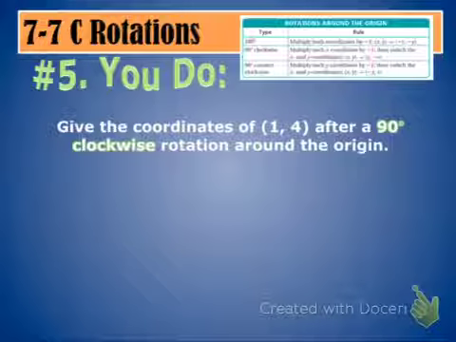Okay, number 5 is also a you-do, and you're using 90 degrees clockwise. So you're multiplying x by -1, then flipping.